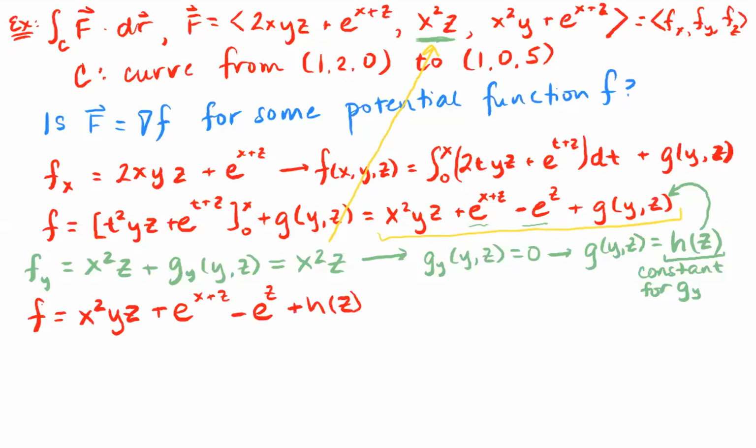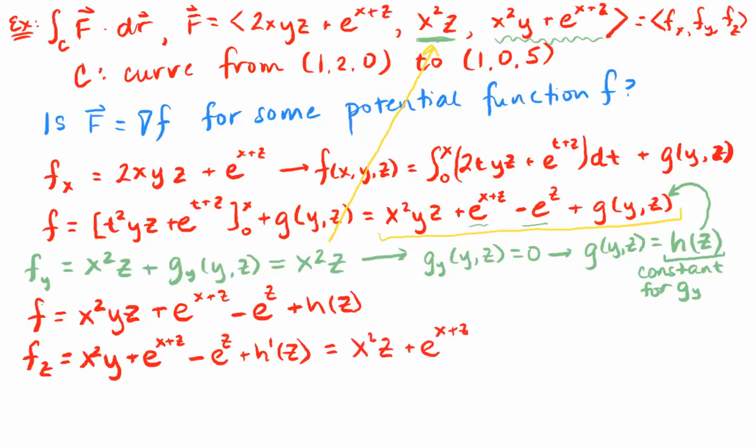So now I'm on partial Z. So I'm going to take the derivative with respect to Z now. So partial F partial Z is going to equal X squared Y plus E to the X plus Z minus E to the Z plus H prime of Z. And that must equal the given partial derivative with respect to Z, which is X squared Z plus E to the X plus Z. So again, that's coming from here, okay?